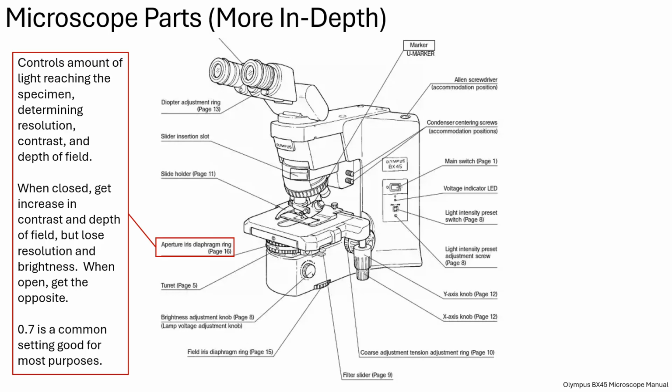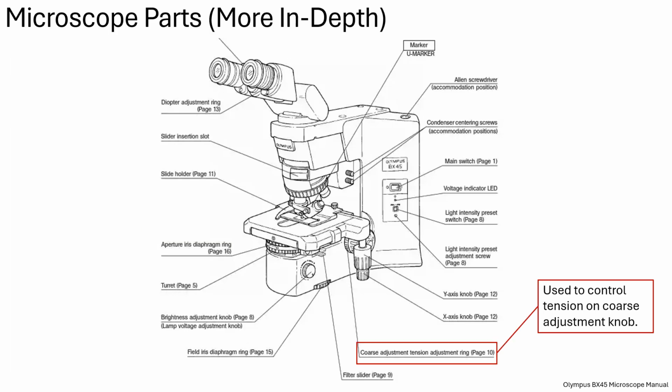The aperture iris diaphragm ring sits at the front of the scope just below the stage. It controls the amount of light reaching the specimen, which determines the resolution, contrast, and depth of field. When this diaphragm is closed, there is better contrast and depth of field, but you will lose resolution and brightness. When it is completely open, the opposite occurs. 0.7 is a common setting that works well for most purposes.